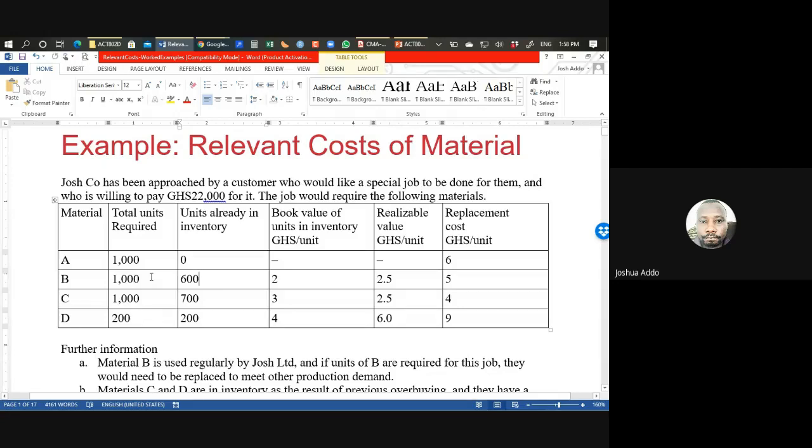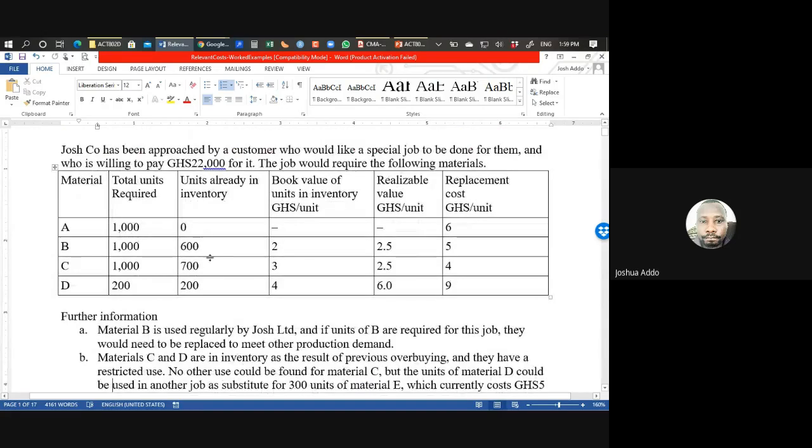So you can divide the calculation as this. We will use this 600, but we'll have to replace it at the replacement cost. So 600 times 5. That should be charged to the contract. The remaining 400 will have to be bought fresh at the same price of 5, which results in the same as 1,000 times 5. Okay. Material C, we need 1,000. We already have 700 in stock.